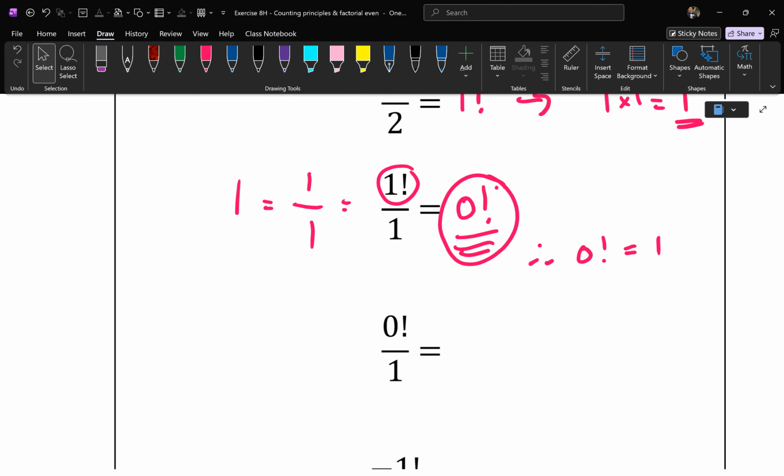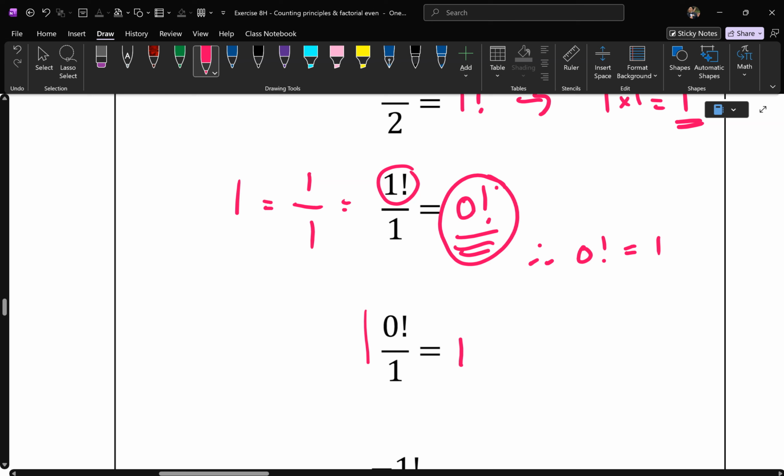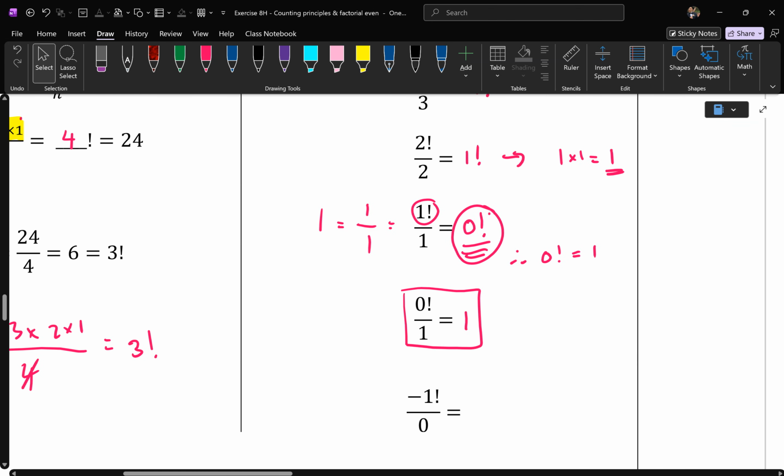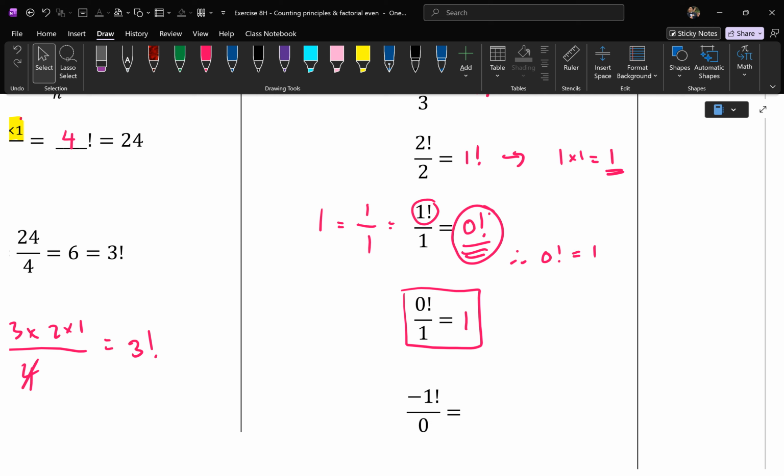Okay, so 0 factorial divided by 1, it's going to be 1, and you can even try, this one won't work, okay, because dividing by 0 is undefined.